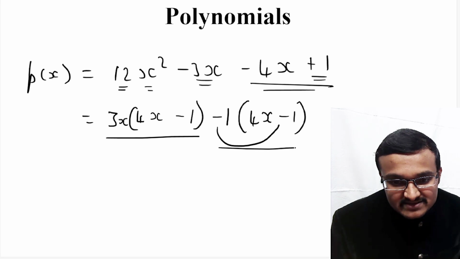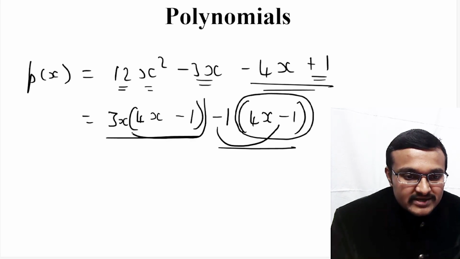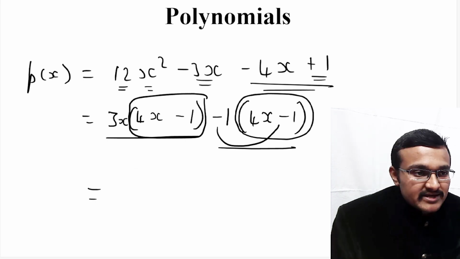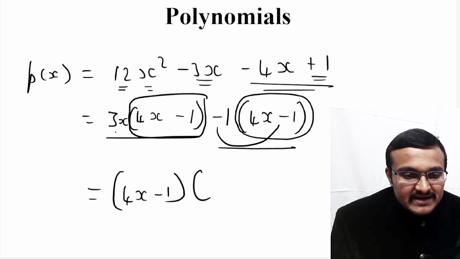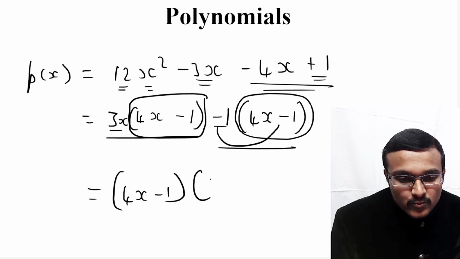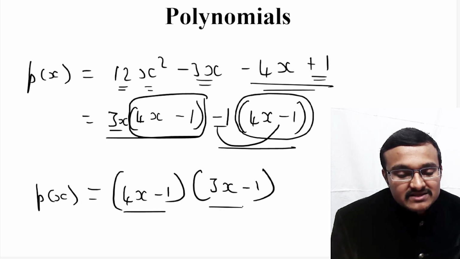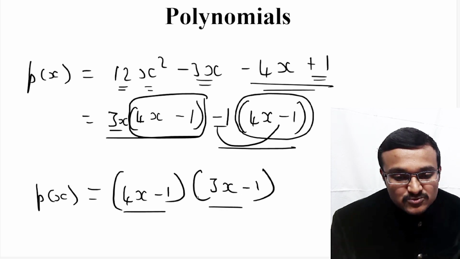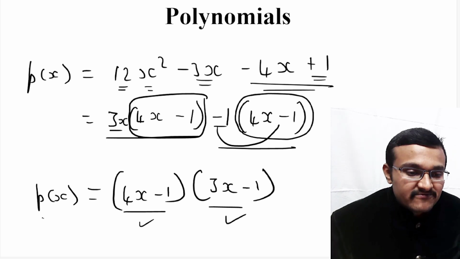In this term and in this term, you can clearly see 4x minus 1 and 4x minus 1 is the common term. So when you take 4x minus 1 common, inside the bracket you will have this 3x minus 1. So p of x you can write as 4x minus 1 into 3x minus 1. So that means here 4x minus 1 is one factor and 3x minus 1 is another factor of this p of x.